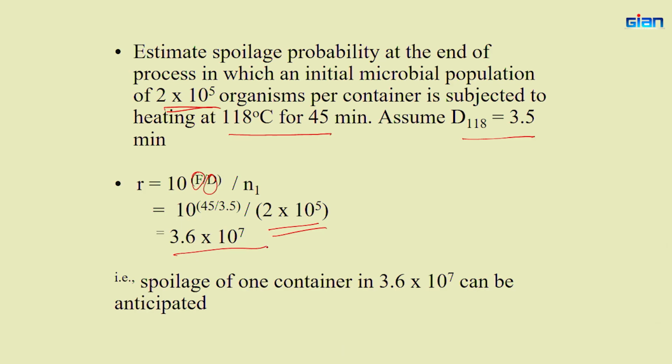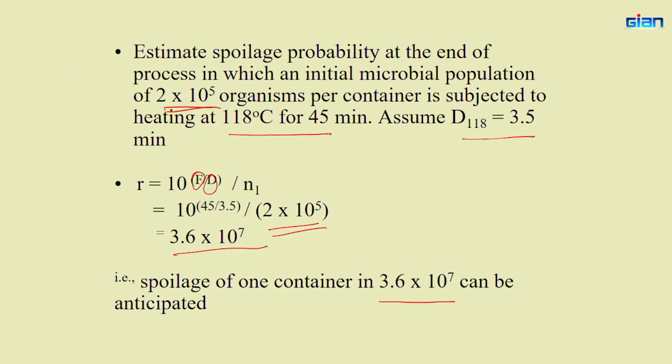So, 3.6 into 10 power 7. What does that mean? If you process 3.6 into 10 power 7 containers, one of them is likely to spoil under those conditions. Now, as a processor, is this my acceptable risk? You can probably say, okay, I can use a milder processing. I can accept one container out of every 10,000 containers spoiling. Then you can maybe reduce your intensity of treatment.